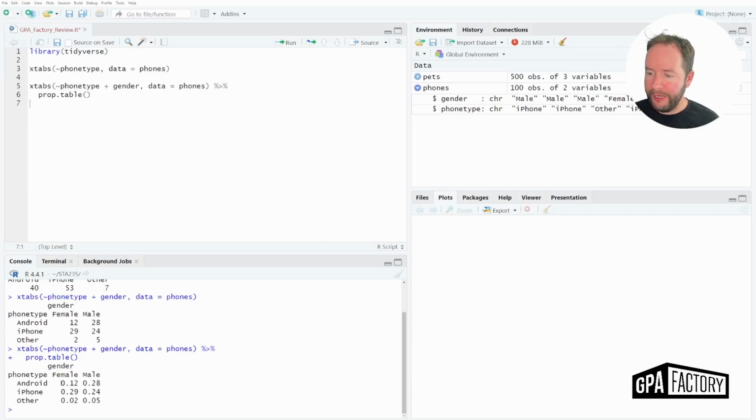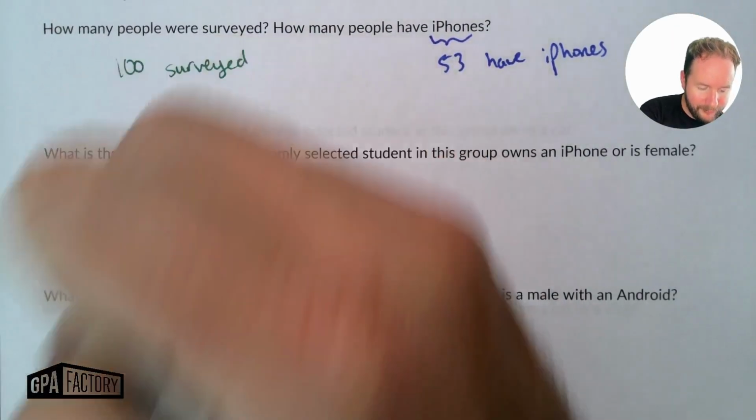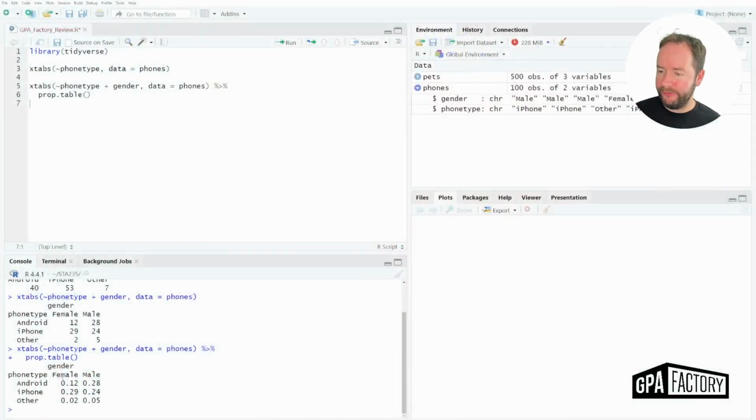Let's do it. I'm going to highlight this number. Do they own an iPhone? No, they're an Android owner. Are they female? Yes, they're in the female column. So I'm going to take this number and add it to my list, 0.12. We're going back to RStudio.